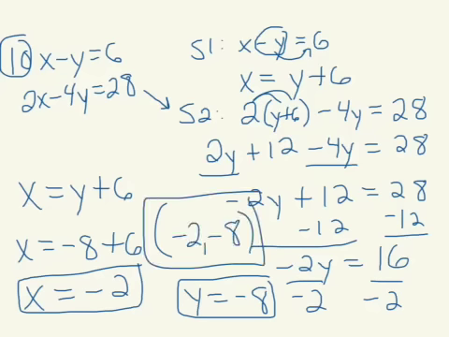Now, I get the question a lot, well, once I get that negative 8, where do I plug it in? You can technically plug it in anywhere. You could plug it into the first equation, x minus y equals 6. You could plug it into the second equation, 2x minus 4y equals 28. But the easiest place to plug it in is always that equation that you used in step 1. This is a reteaching example of the substitution method.